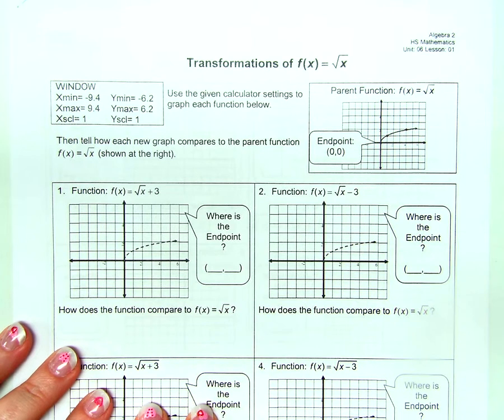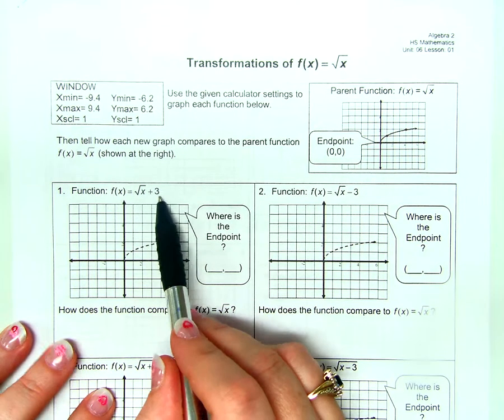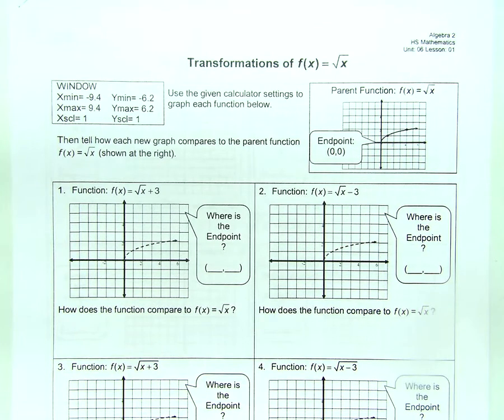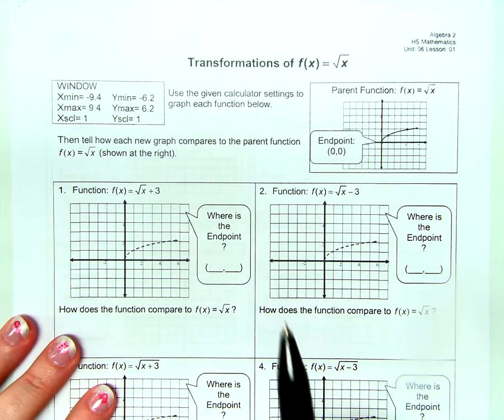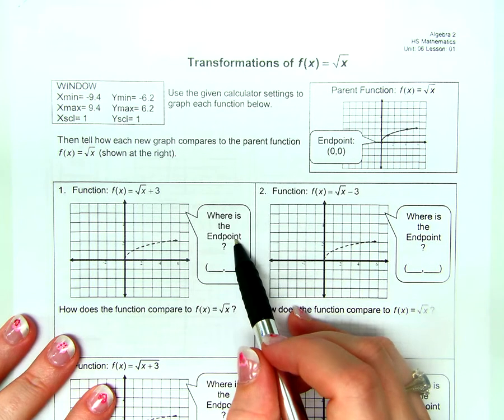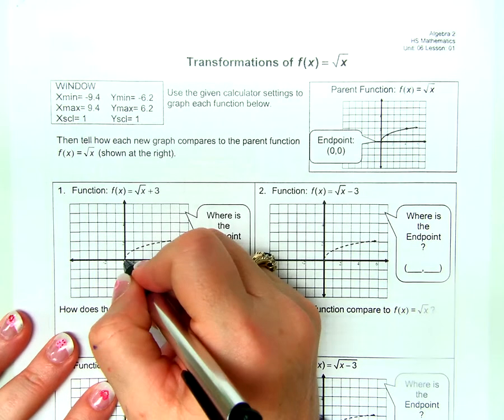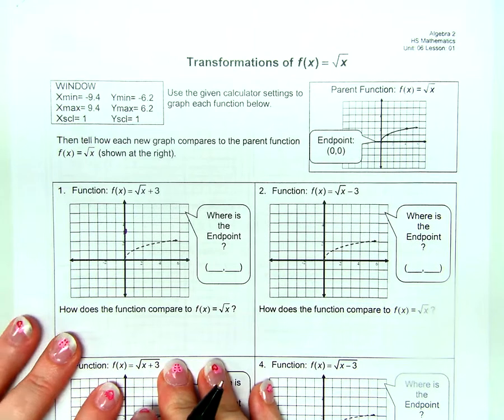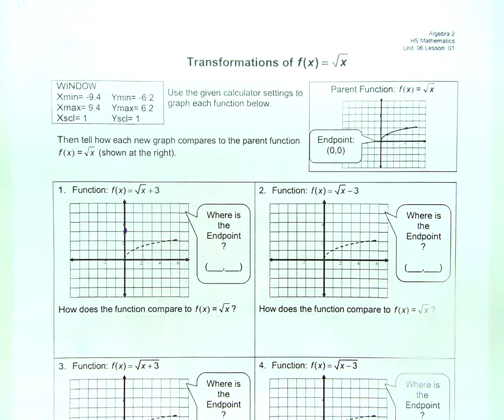Up or down? And this one says plus 3, so it's going to move up. When we talked about transformations of parabolas, we started at the vertex, and we moved the vertex around, and everything else just kind of followed. What do you think we're going to move around for a square root function? How about the endpoint? Okay, so if I'm moving this up 3, isn't that where it is now?